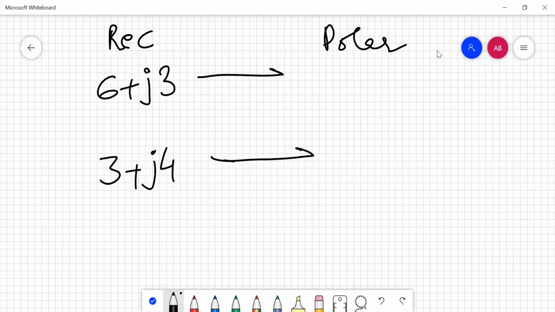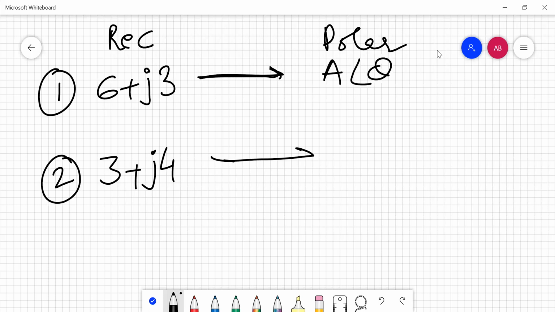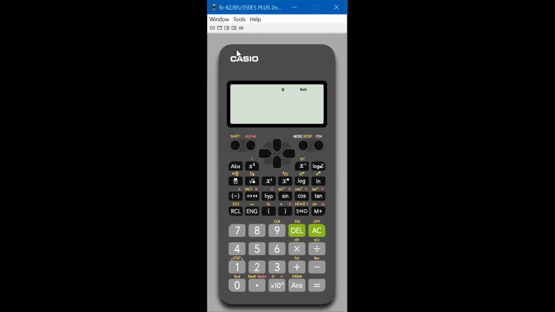Now we are going to understand the conversion using the calculator by solving the two terms that we have taken in rectangular, and the same terms after converting into the polar form, we are going to convert them back to the rectangular form. So now let's start with 6 plus J3. In your calculators, you are going to find the words written as REC, that stands for rectangular, and POL, that stands for polar. You all can see it on my screen.